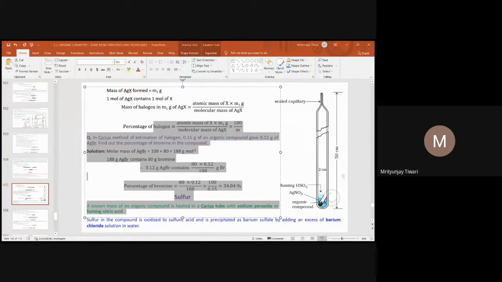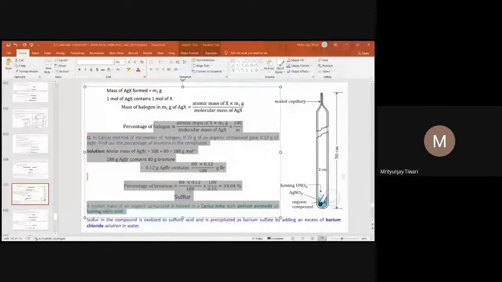So a known mass of organic compound is heated in a Carius tube with sodium peroxide or fuming nitric acid, and the nitric acid supplies oxygen as well. Sulfur in the compound is oxidized to sulfuric acid, not sulfide. Once the sulfuric acid is formed because of the oxidation of the organic compound containing sulfur, barium chloride solution in water is added and it forms barium sulfate, which precipitates. It is not soluble in water.